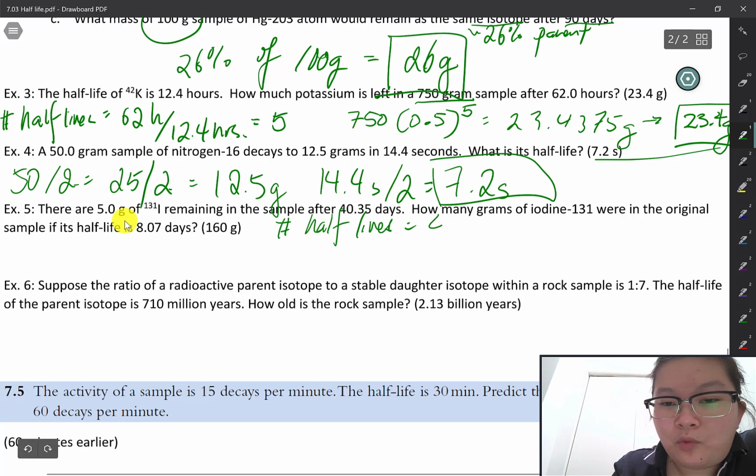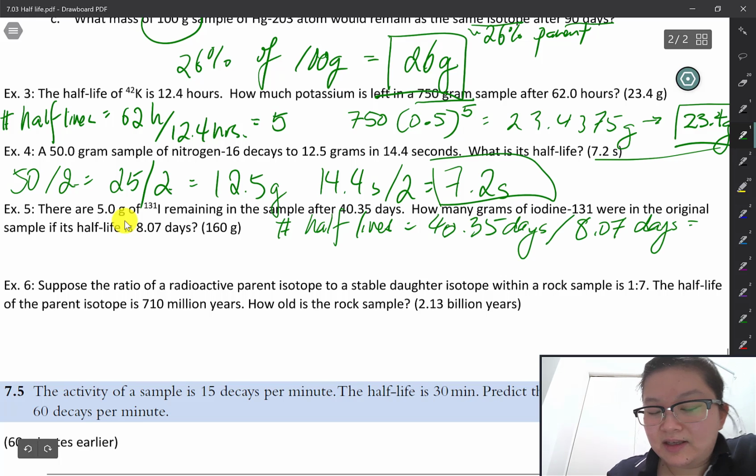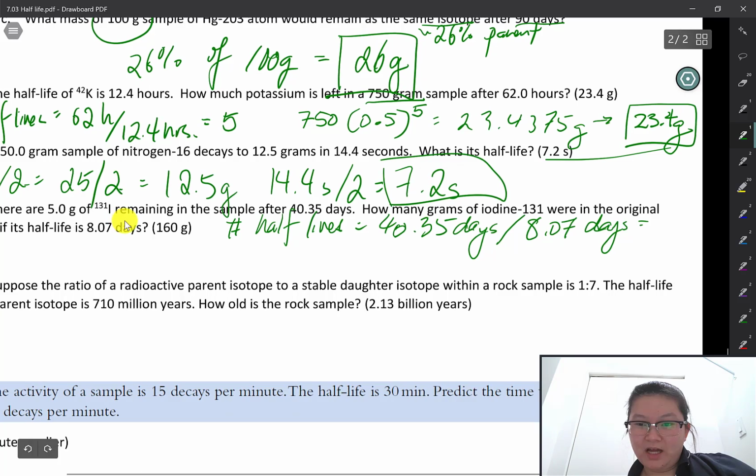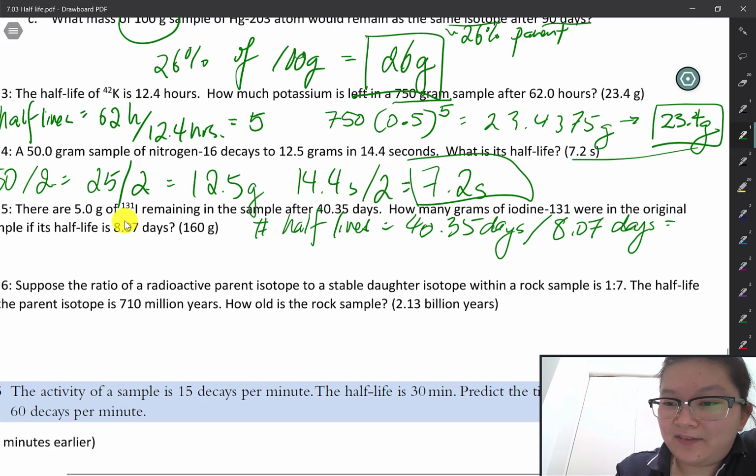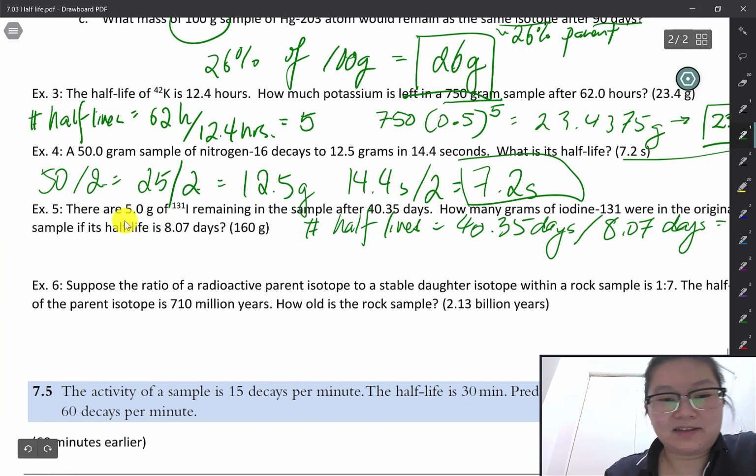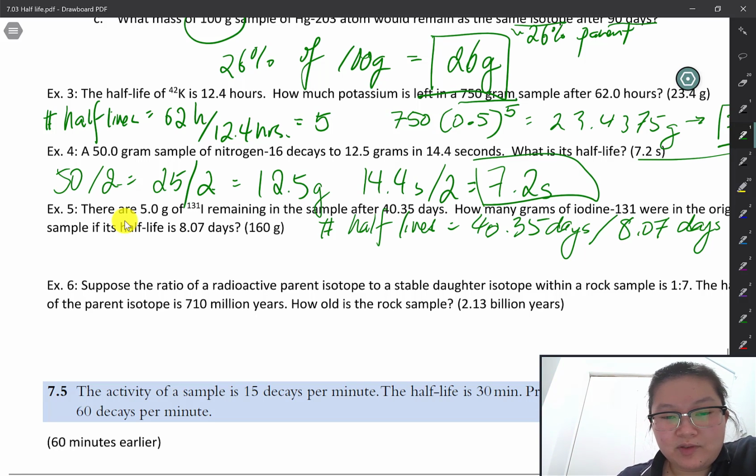This is going to be 40.35 days divided by 1 half-life, which is 8.07 days. And I predict that's going to look like 5. Yep, that's exactly 5 half-lives. 5 is a likable number, I suppose.